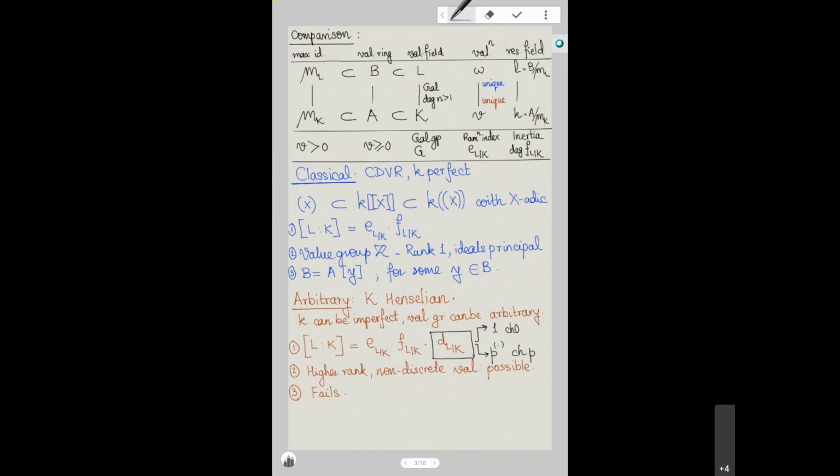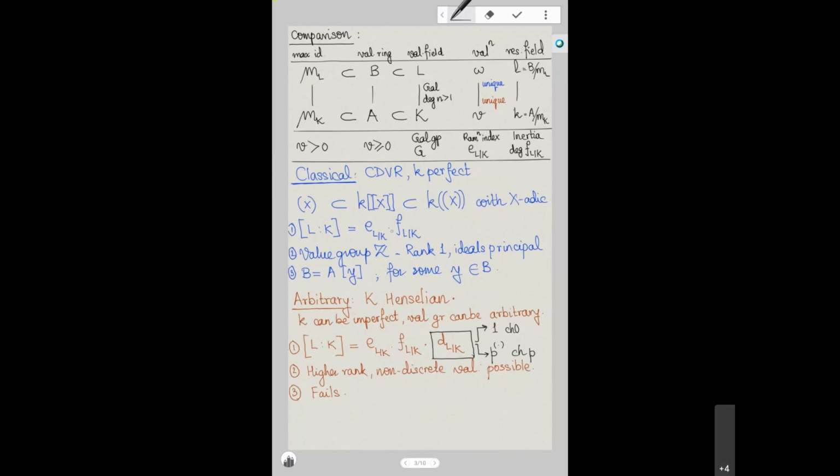Now, when I say classical case, I mean complete discrete valuation rings with perfect residue fields. So basically, you're looking at these local fields of this form with x-adic valuation. So valuation of x squared would be 2, for example. This is the valuation ring, and the maximal ideal is generated by an element of valuation 1, that is generated by x. Okay. So a few nice things that do happen in the classical situation are listed here. Degree of the extension happens to be equal to the product of ramification index and the inertia degree.